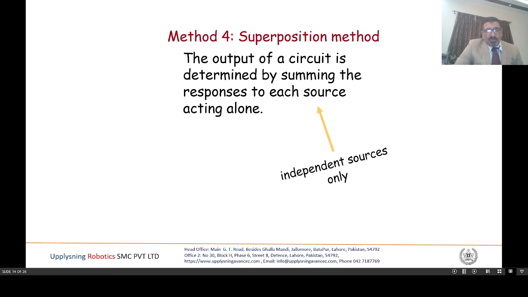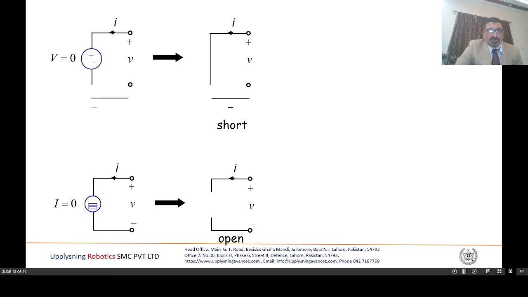Like I told you before about the superposition method, which is the response to each source, it should be independent sources only. This is very important. Independent sources only, acting alone. Like I told you before, a voltage source acts like a short circuit, and a current source acts like an open circuit. A short circuit means resistance is equal to 0, and an open circuit means the resistance is very high. This is what we call superposition, as I already explained before.